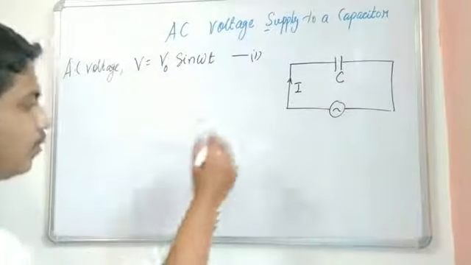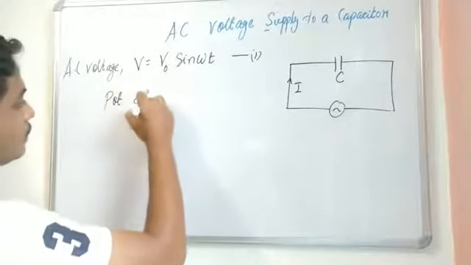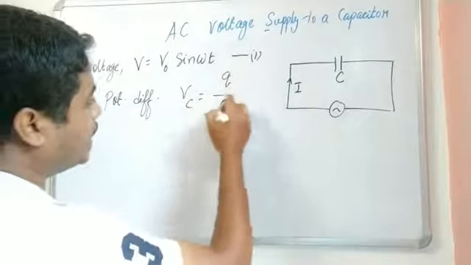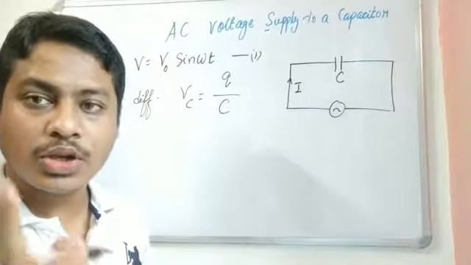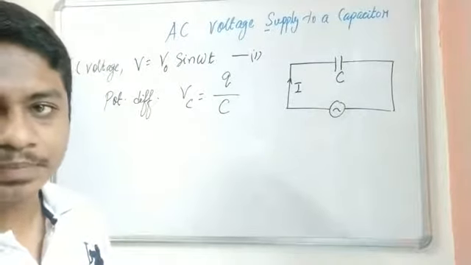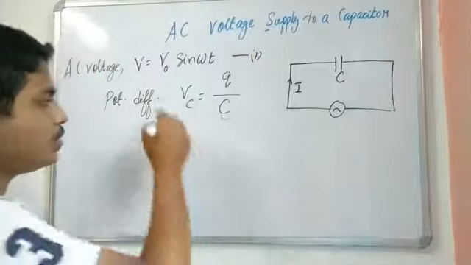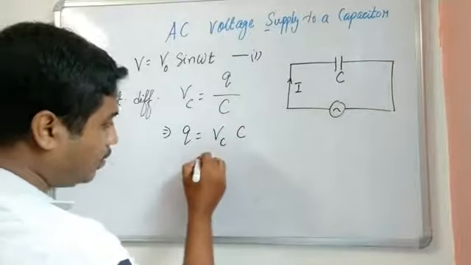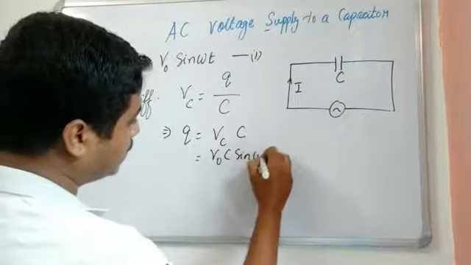For the current, we'll be using the formula of potential difference. VC is equal to Q by C. This is a formula from capacitance. Capacitance is equal to Q by V, charge by potential. From there I have taken it. Clear? So VC is equal to Q by C, so Q will be equal to VC into C, and I can write VC from here, it is V naught C sine omega t.